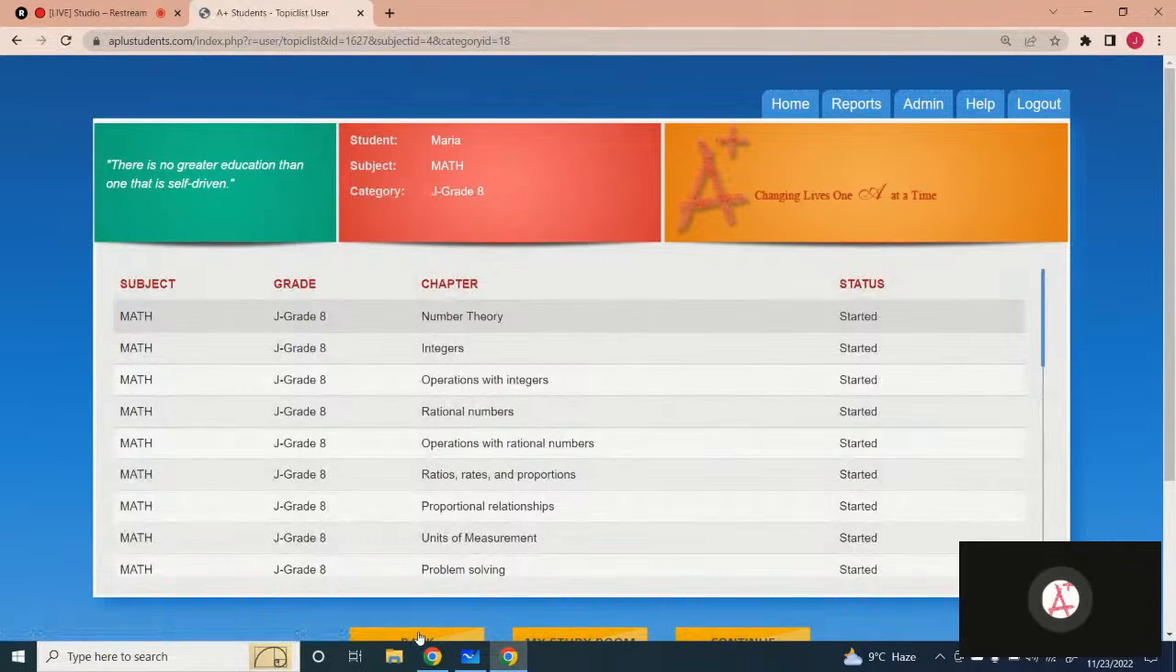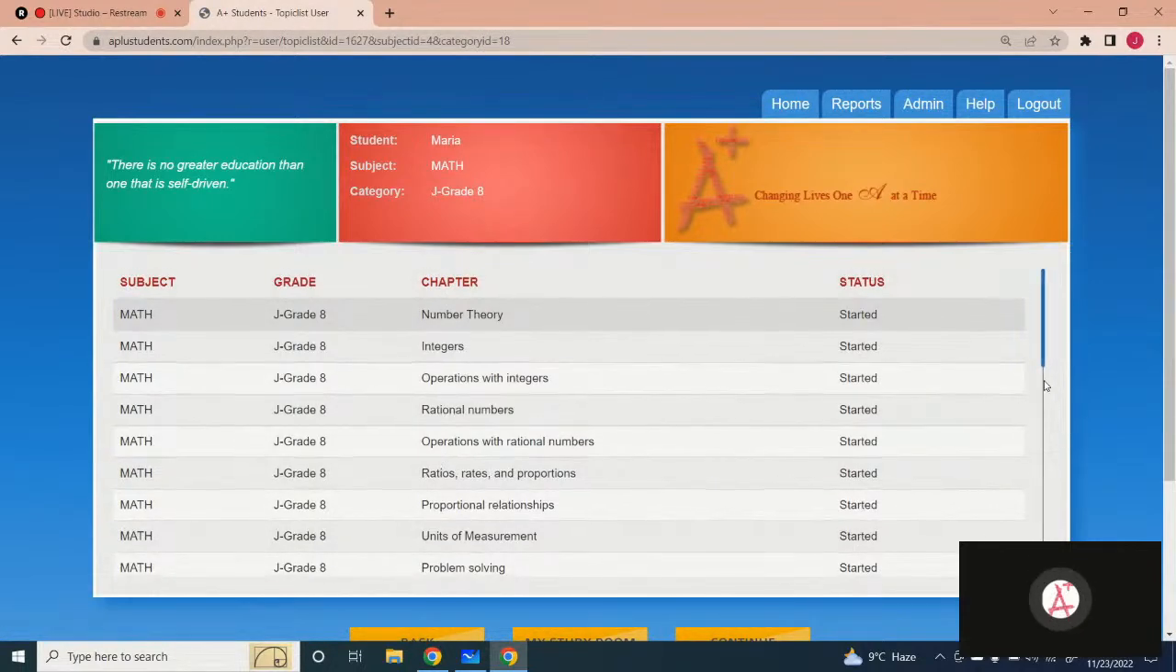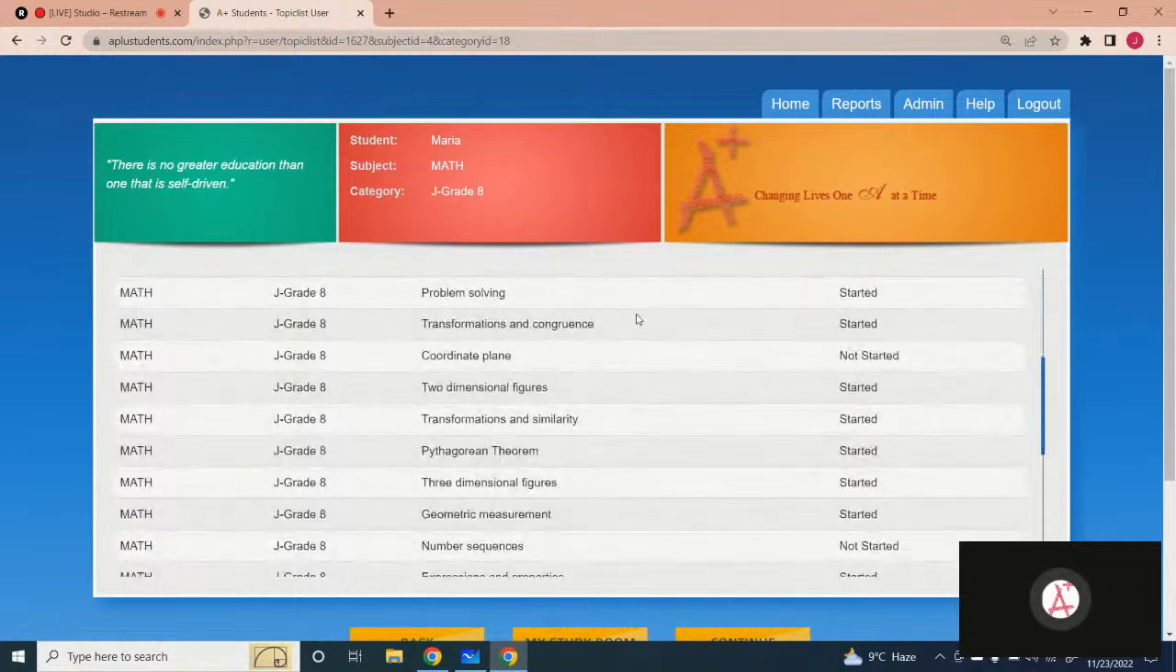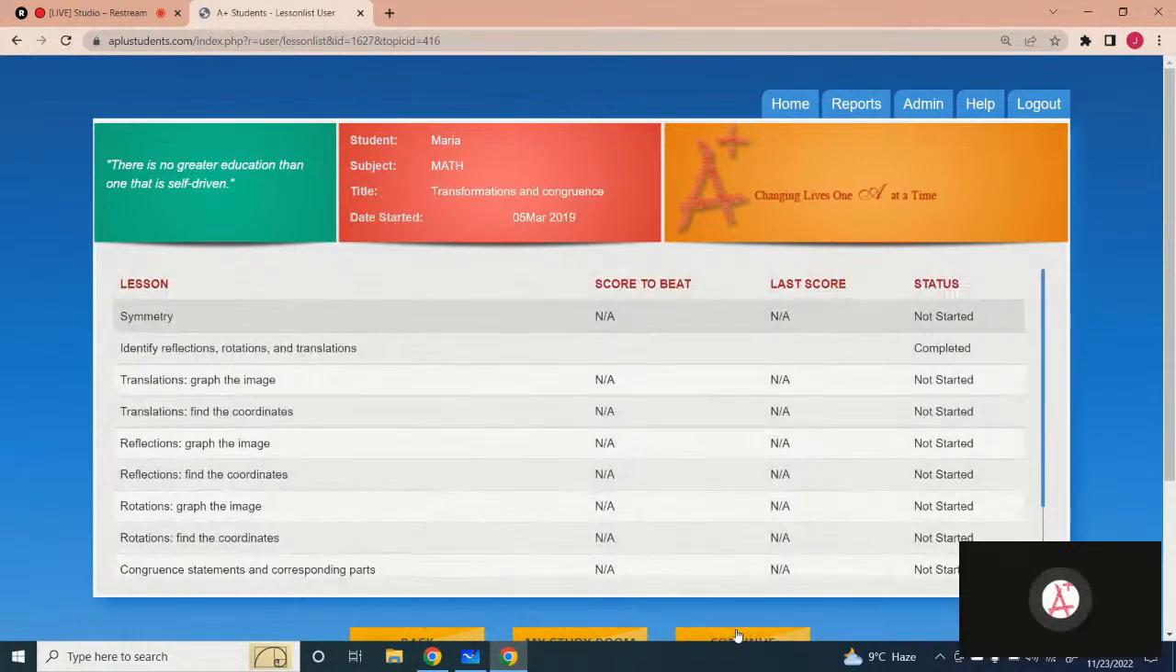Got it? I'm going to start with a new chapter, that is symmetry and congruence. Here is the new chapter. Let's start with, sorry, transformations and congruence. Let's start with the new chapter. Okay, let's start with the very first topic, that is symmetry.